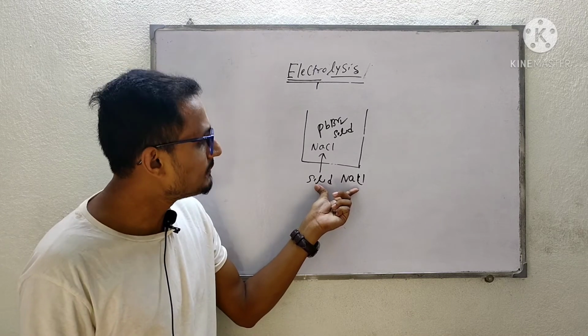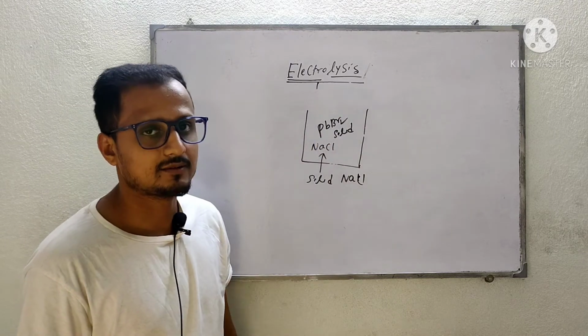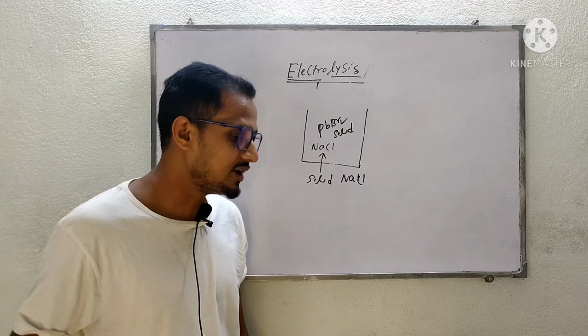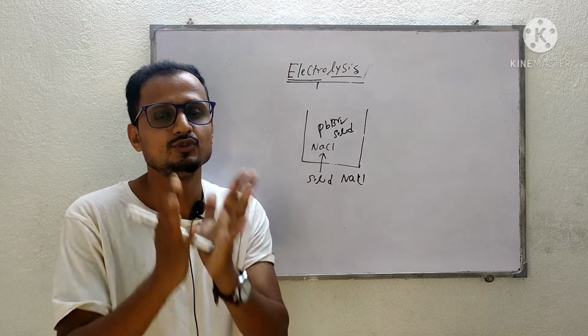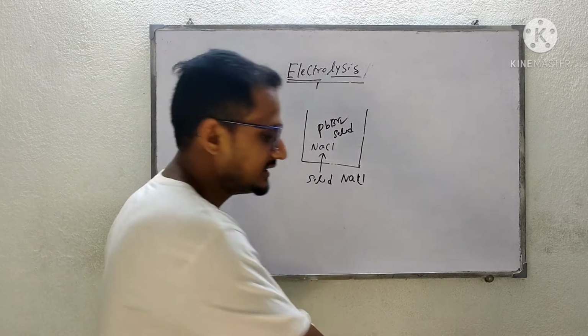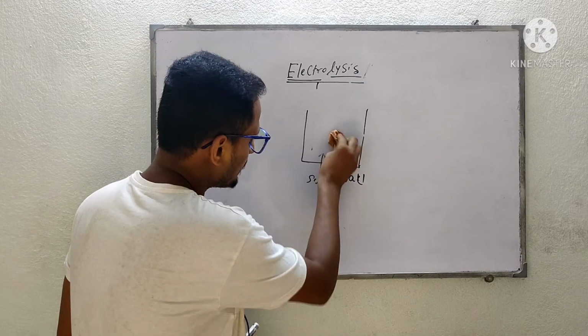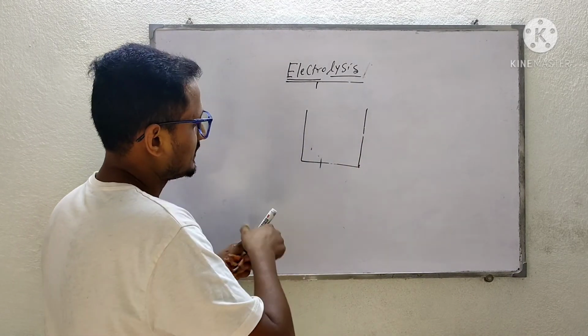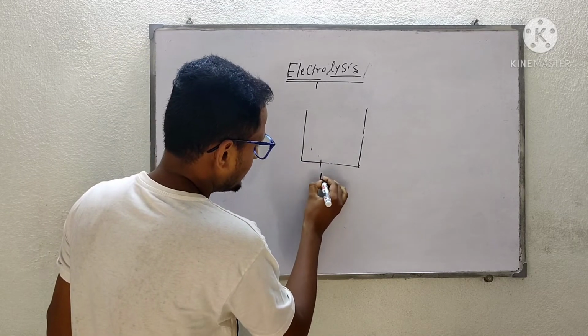Now, how will we pass this electric current? We have to make an apparatus to do the electrolysis process. We are taking sodium chloride or lead bromide. Say you have taken lead bromide.